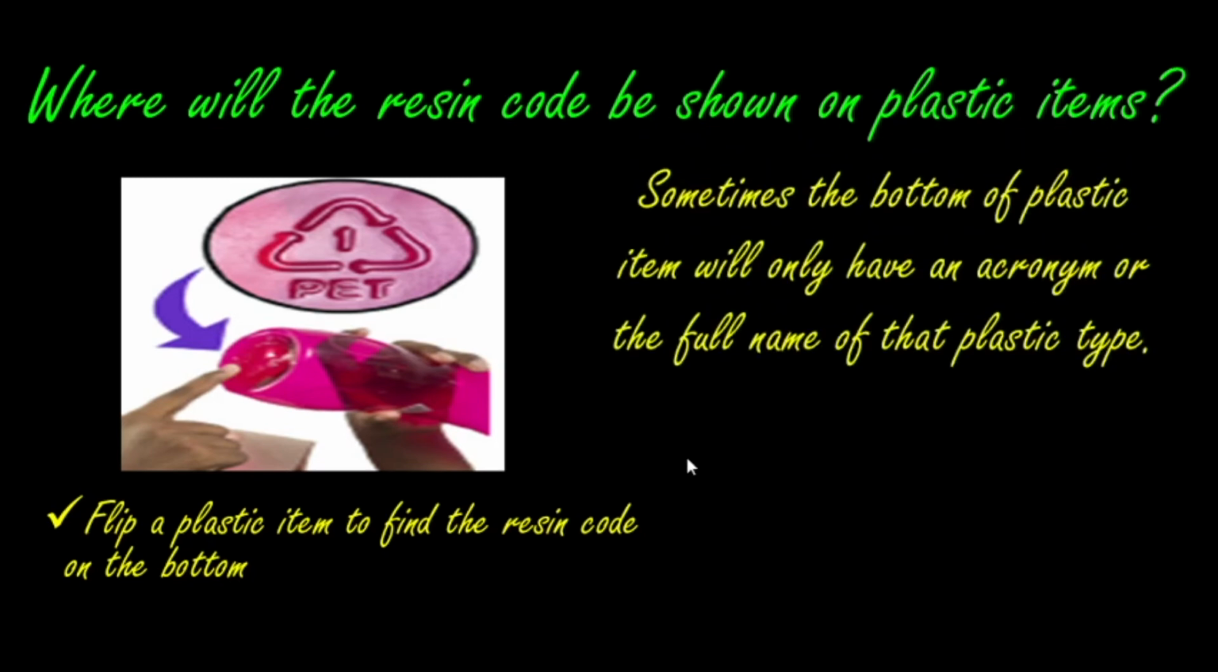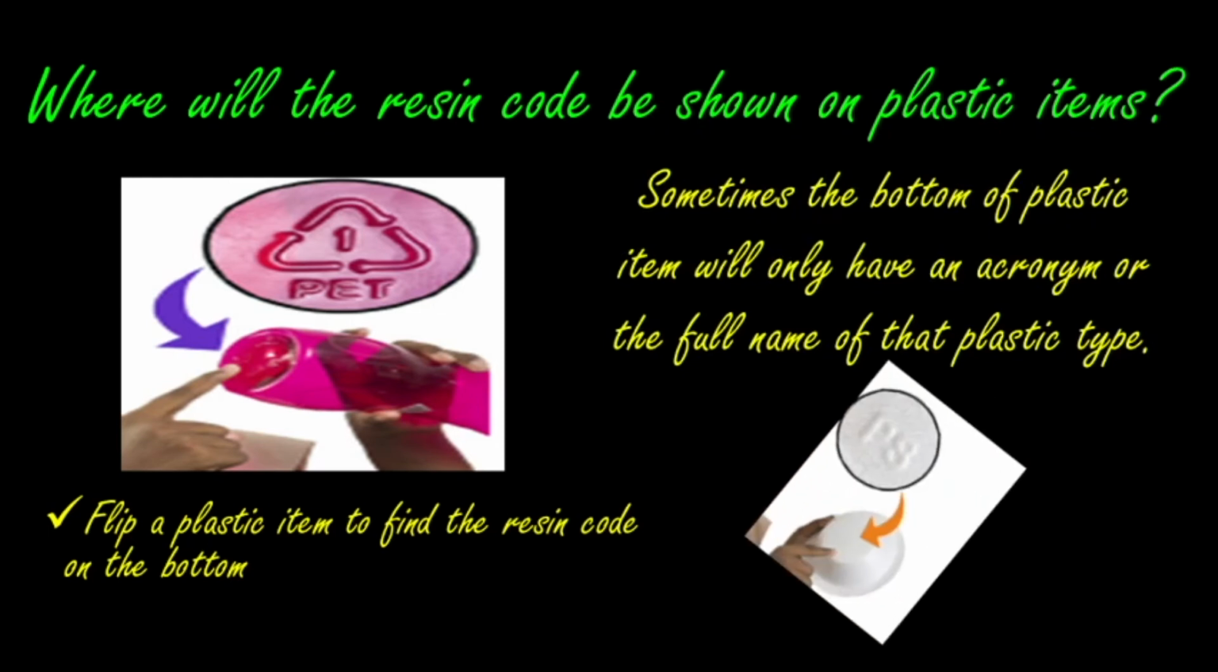Sometimes the bottom of the plastic item will have only an acronym or the full name. That is the plastic type we are using. The use-and-throw sheets or food containers are simply marked PS, polystyrene. Based on that, we have to find out the resin code.